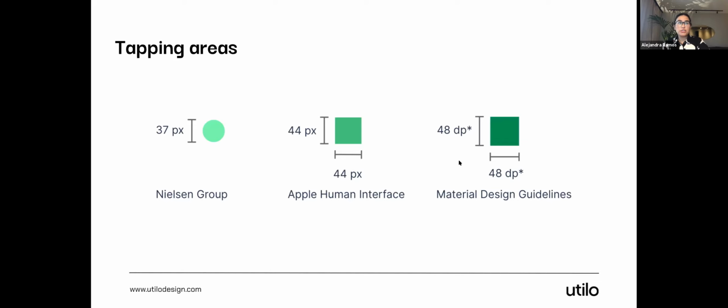And here, what is really important is the tapping areas, minimum tapping areas. So Nielsen Group says the tip of your finger is 37 pixels. Apple Human Interface says that, depending on this, your minimum tapping area has to be 44 pixels, minimum. And Material Design Guidelines say 48 dps. So dps depends on the size of the screen. But this would be for somebody who has no motor problems. So I would suggest you go even bigger.